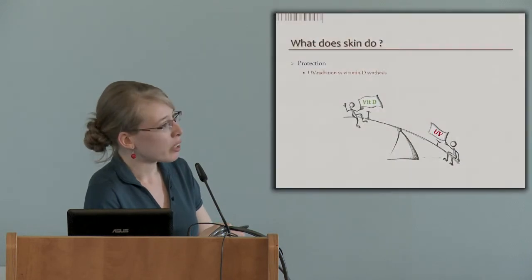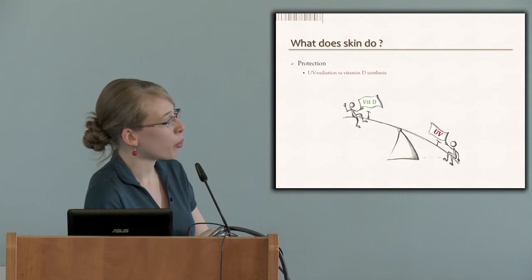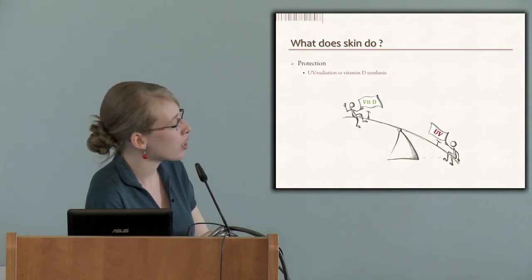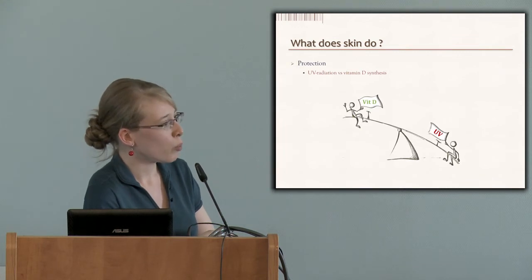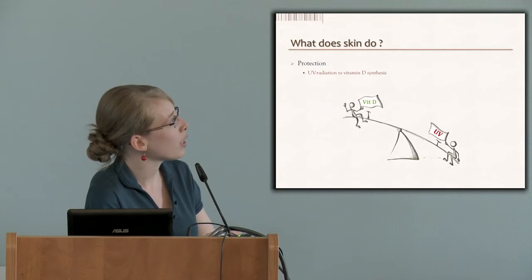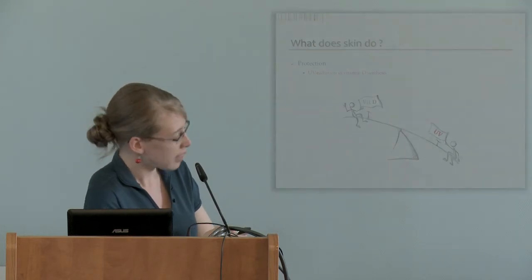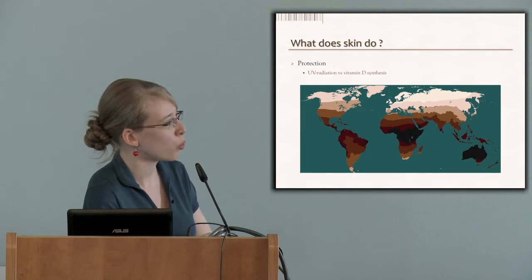The problem actually is that our body needs to get a balance between protecting against UV radiation and synthesizing vitamin D, because indeed we also need UV light to synthesize vitamin D within our skin. And that's then also the reason why, when we look at the several parts of the world, people have a different skin color.